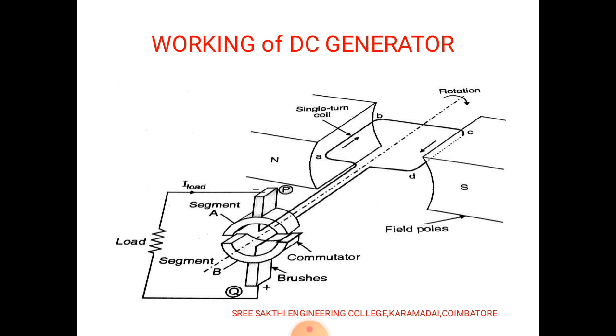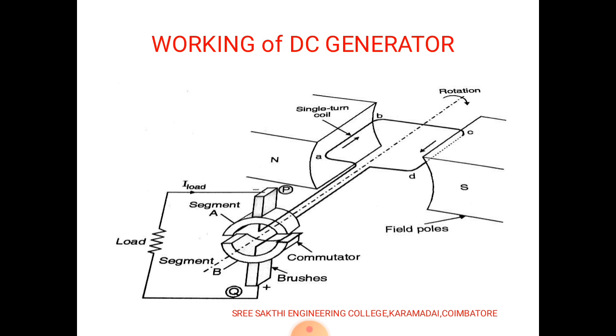Then the commutator is divided into two parts, segment A and segment B. The coil is suspended between the field poles. Then the coil is given the magnetic energy which results in the rotation of it. As the commutator segments A and B are connected with the conducting coils A, B and C, D respectively, they rotate together, due to which the flux is produced, resulting in the generation of the electric current.